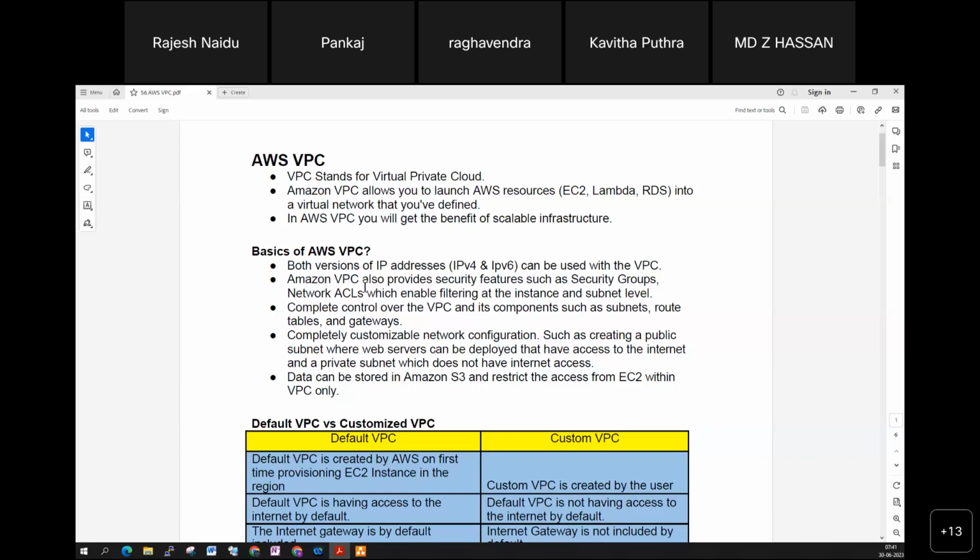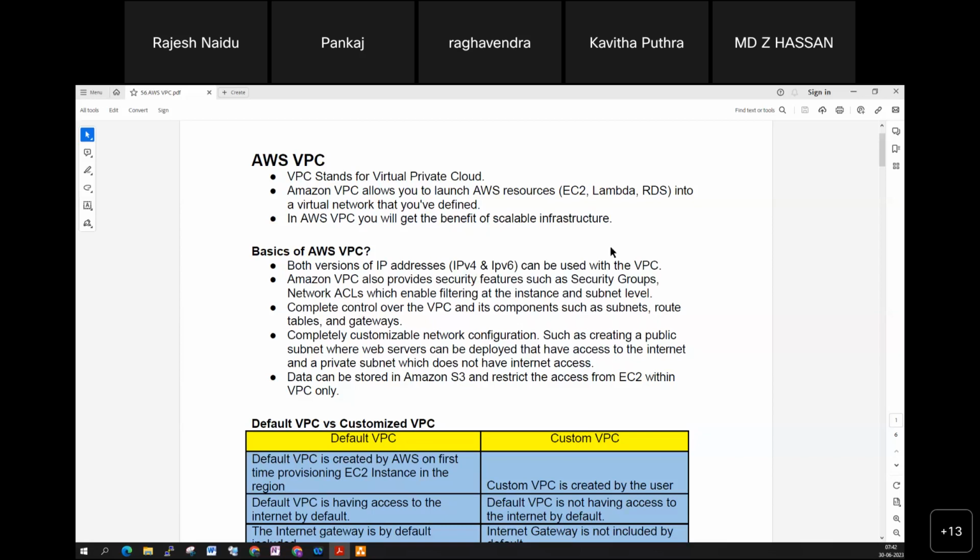Similarly for IPv6, both IPv4 and IPv6 are supported by Amazon VPC. IPv6 is not required for us, so IPv4 is enough. You can learn and practice it. This VPC completely controls your AWS network, and for managing the complete network communication, VPC has multiple features available, like security groups and access control lists. I will explain what a security group means and what an access control list means. I will explain all these options later.